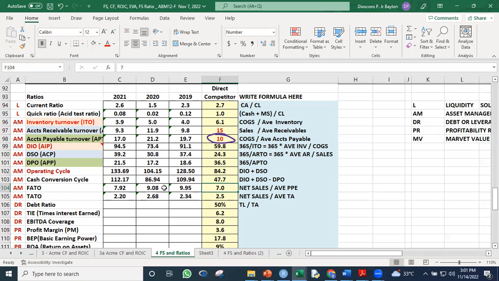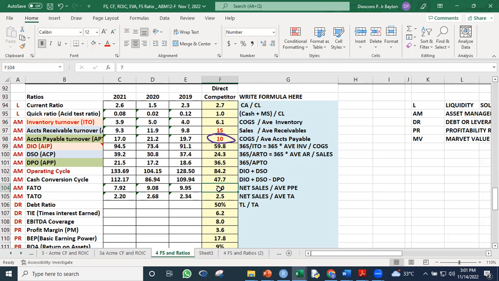So in this regard, when we're comparing apples with apples, let's say this is 2021 also. So our direct competitor is generating sales of 7 pesos for every peso of property, plant, and equipment. And we are better as compared to our direct competitor in terms of the use of fixed assets to generate sales. Okay. However, if this is wrong, I might have committed a mistake in copying.